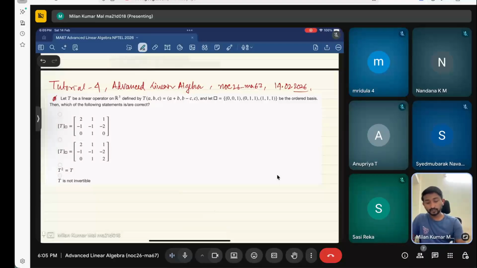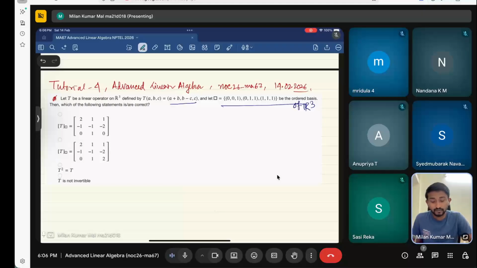So what the problem statement says is that T is a linear operator on R3 defined this way: T of (a, b, c) is sent to the vector (a plus b, b minus c, c), and let this be a particular ordered basis of R3. Which of the following statements is or are correct? So now look carefully.